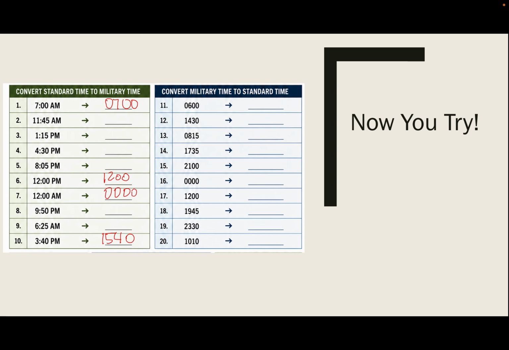Now if we look at the other side in the blue, you're going from military time to standard time. Again, this is important because you need to differentiate AM from PM. I'll start with the top one, 0600, 6 o'clock a.m. Because this is going to standard time, it's going to look like 6 with the colon, 00, and now I have to actually write AM. Sorry, my writing is very sloppy.